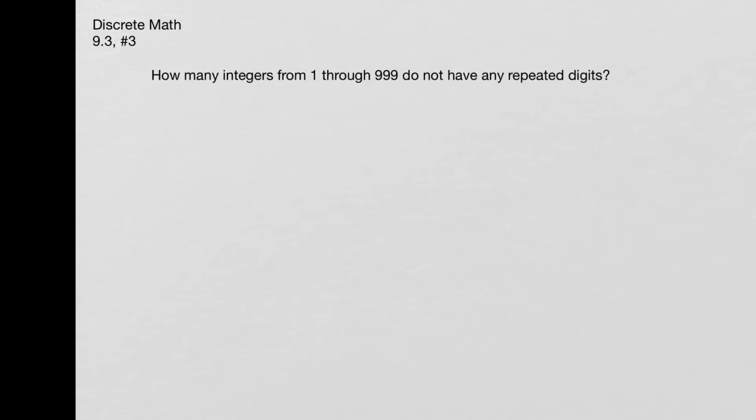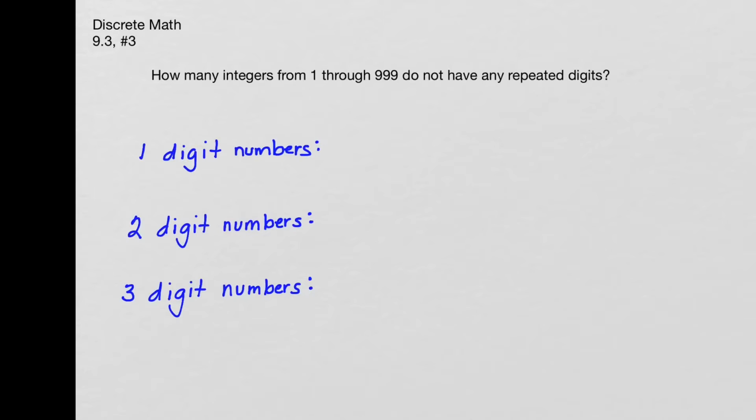In these problems, we're looking at the set of integers from 1 through 999. And in the first question, we want to find out how many of those do not have any repeated digits. So what I'm going to do is break them into three groups. The first group is one-digit numbers. My one-digit numbers are the numbers from 1 through 9, and so there are 9 of those.